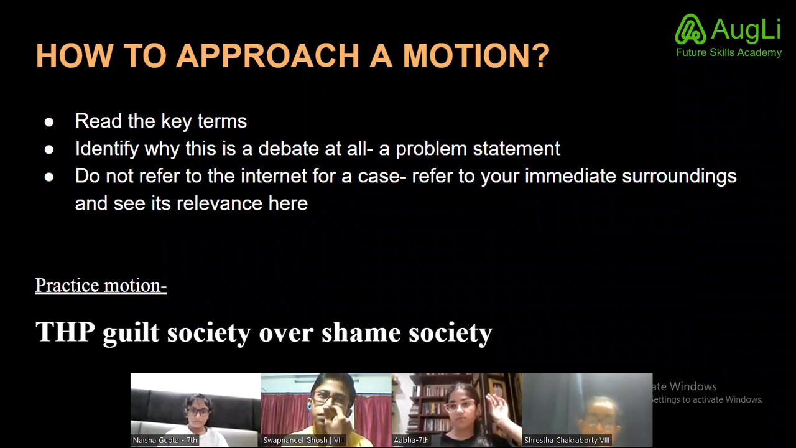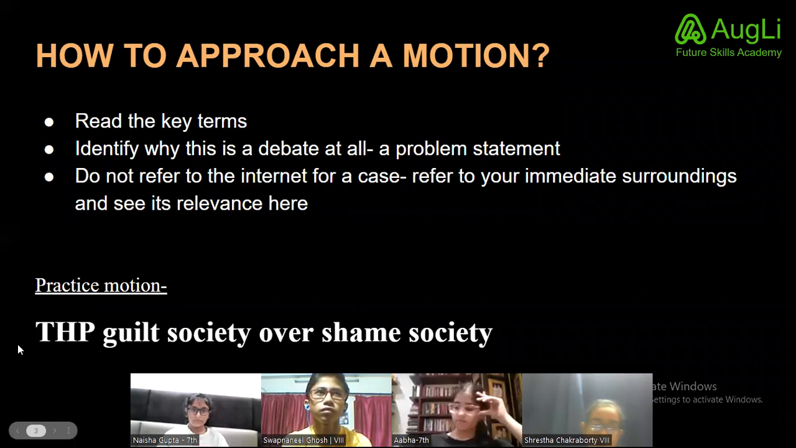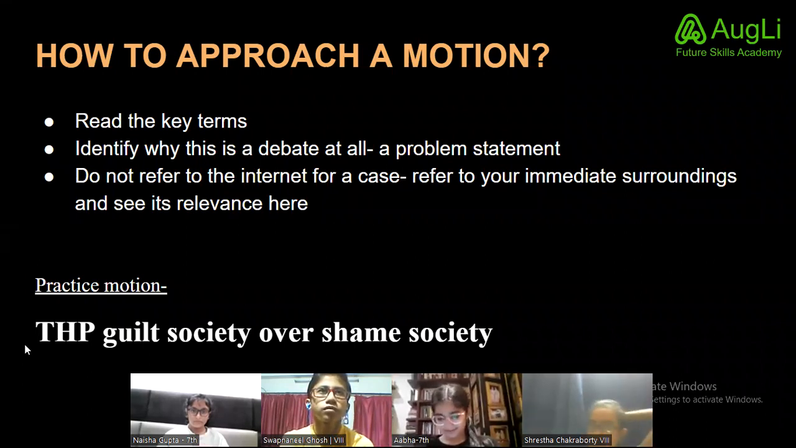So the motion would always start with this house. This house is basically your actor in the motion, who is an actor who does something. For example, this actor prefers guilt society, so they prefer something over something else, right? So the actor can be anybody. For example, the actor could be the government, the actor could be the world at large, the actor could be the citizens of a country. You can determine who the actor is according to the motion.